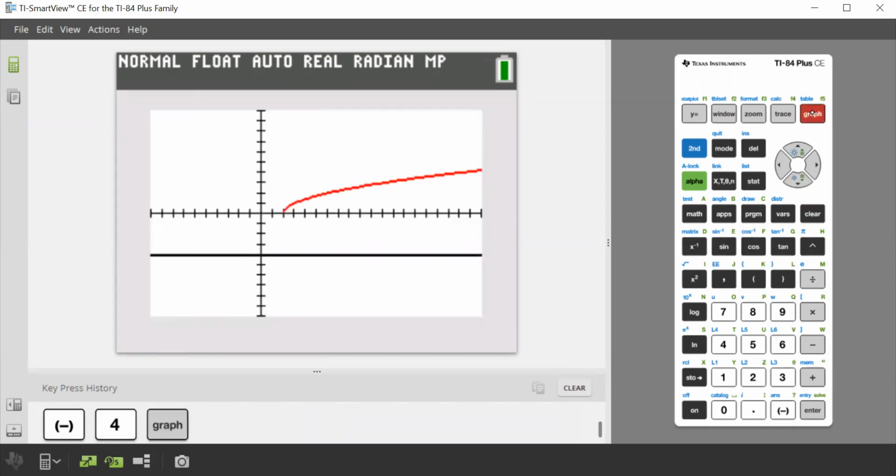Okay, what would that look like graphically, friends? Well, you see the two lines are never going to intersect. So if they're never going to intersect, no solution.